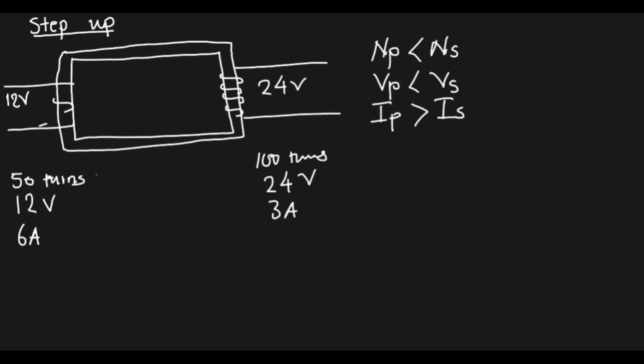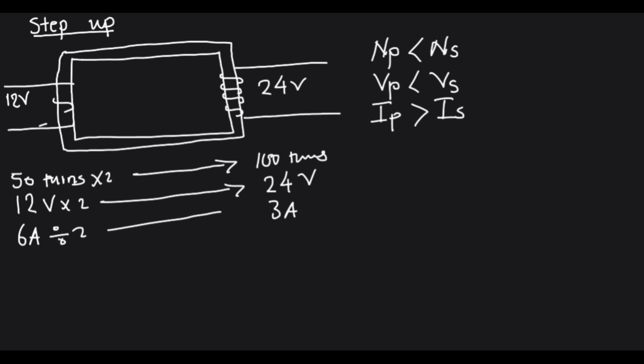So the key point is 50 times 2 will get 200 turns. Then 12 times 2 will give us 24 volts. 6 divided by 2 will give us 3 amps. So these are the basics about the step-up transformer.